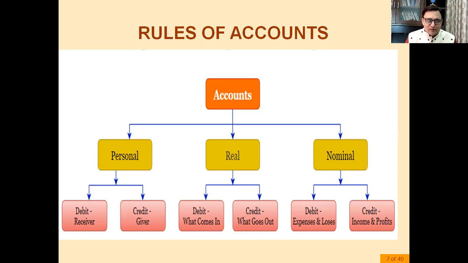So there are three rules of accounting: debit the receiver and credit the giver, that is represented in the personal account. Debit what comes in and credit what goes out, that is the rule of the real account. And debit all expenses and losses and credit all incomes and gains, that is the rule of the nominal account.